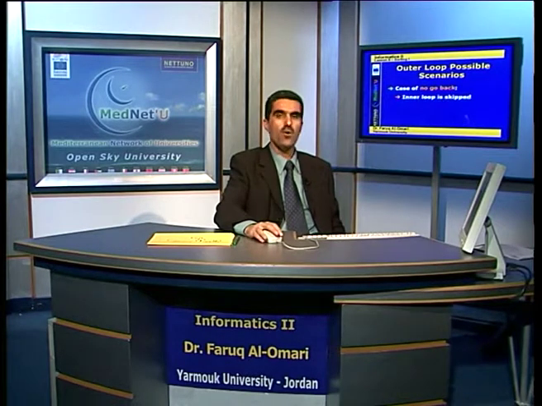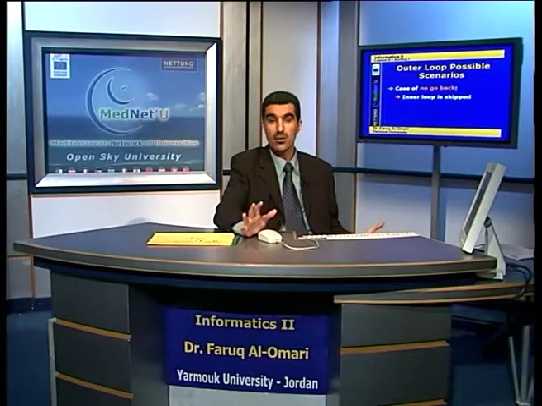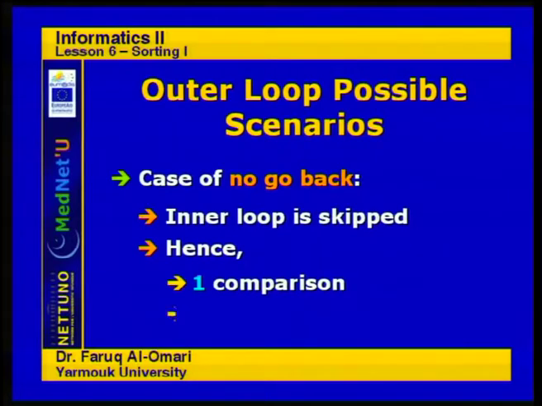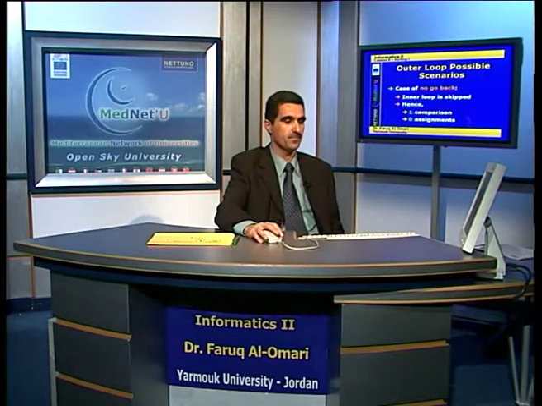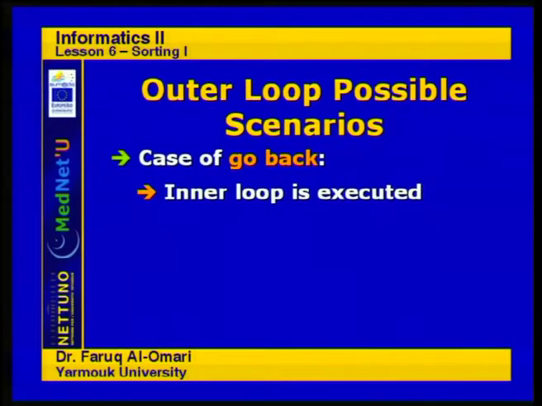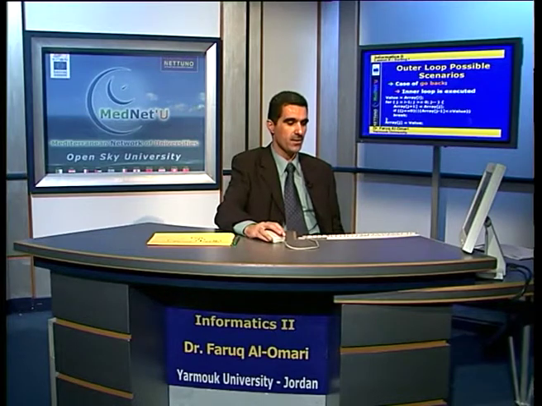In the case of no go back, the inner loop is skipped. I'm not going to go back at all. Hence, one comparison, 0 assignments. That's the total number of comparisons and assignments for that particular entry. In the case of go back, the inner loop is going to be executed because I need to find where the proper place is. And here it is again.